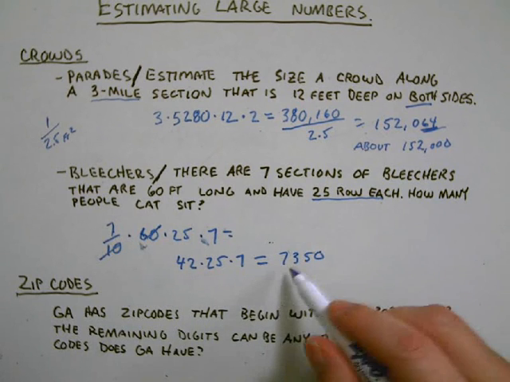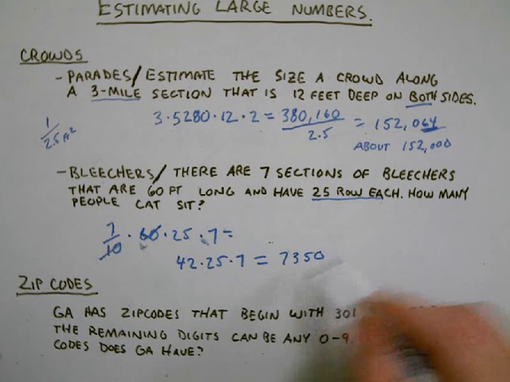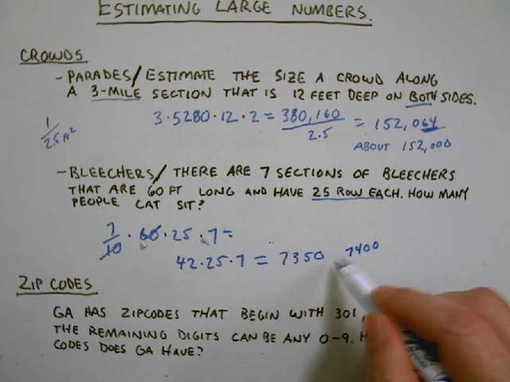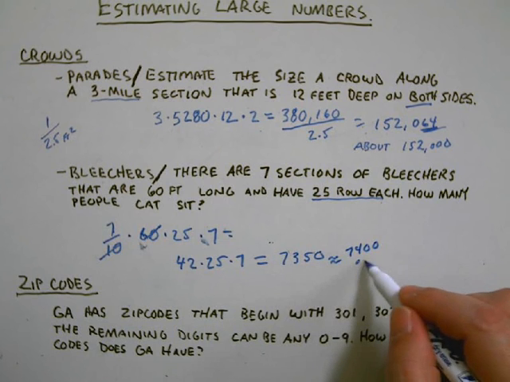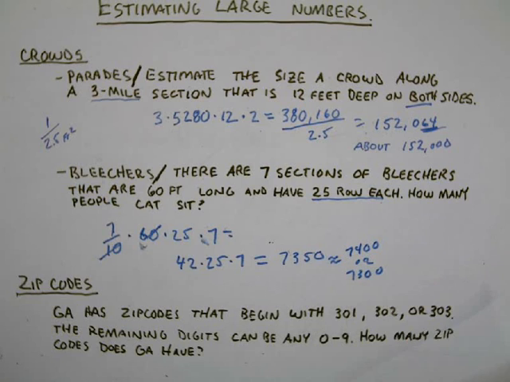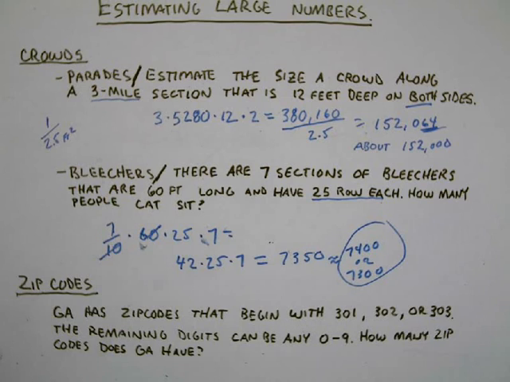Again, that's pretty good. You could either do 7,400, or 7,300 if you want to round down. Either one of those would definitely be acceptable, and it's just a rough estimate in the end anyway. Okay, so there's how you do the crowds.